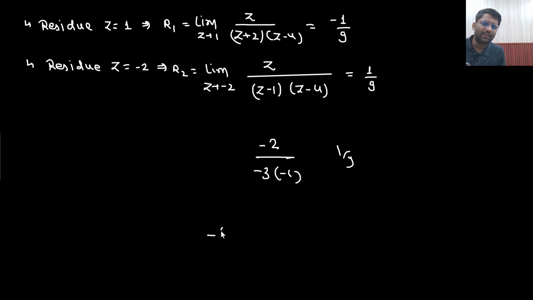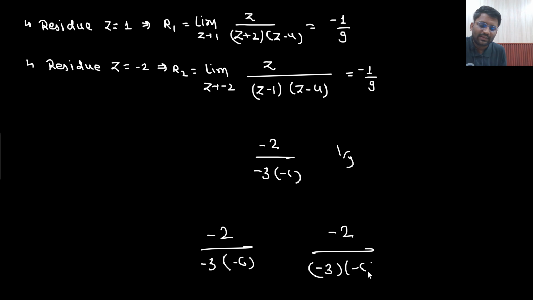Okay, if you put minus 2 here, what are you getting? Minus 2 divided by, this will become minus 3 and this will become minus 6. So it is coming out to be minus 1 by 9. Sorry guys. If I put z equals to minus 2, I need to put minus 2 into minus 3, minus 6. So 2 by 18 with the negative sign outside. So it is minus 1 by 9.